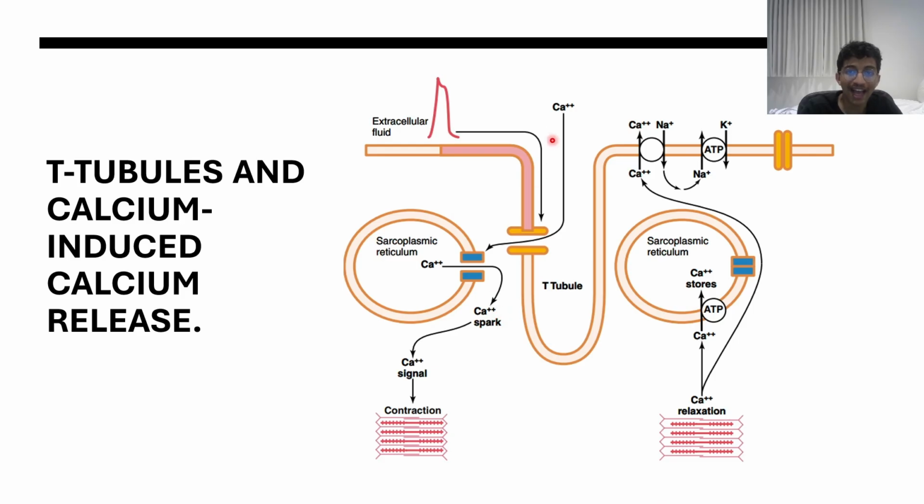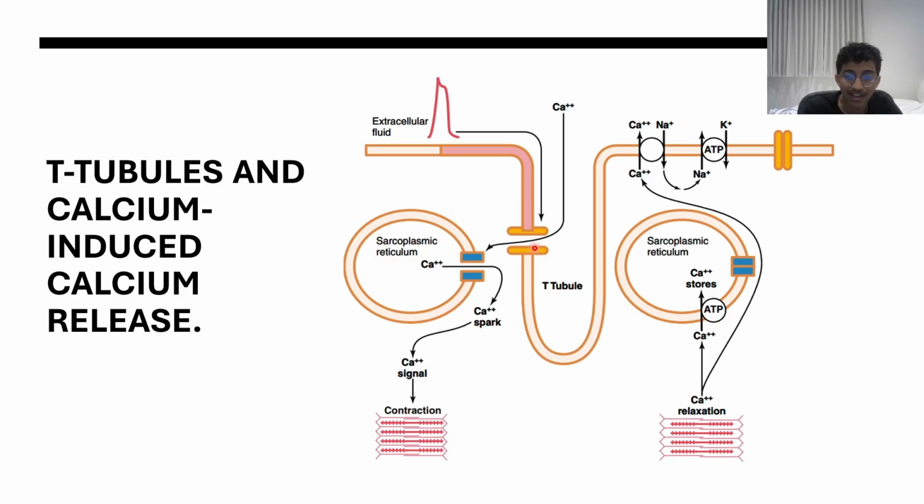Okay, but when calcium influx happens, there's something called calcium-induced calcium release. Calcium ions bind to these ryanodine receptors. They allow calcium to escape from the sarcoplasmic reticulum. The sarcoplasmic reticulum has a high concentration of calcium ions, unlike the cytoplasm. Cytoplasm has a very low concentration of calcium ions during rest.